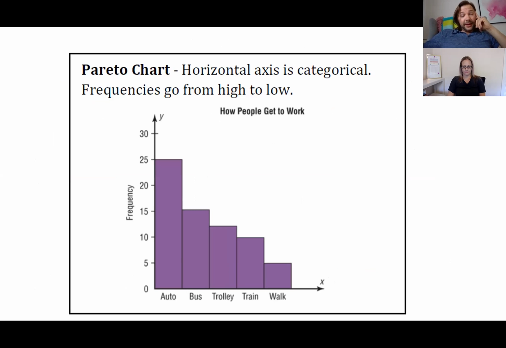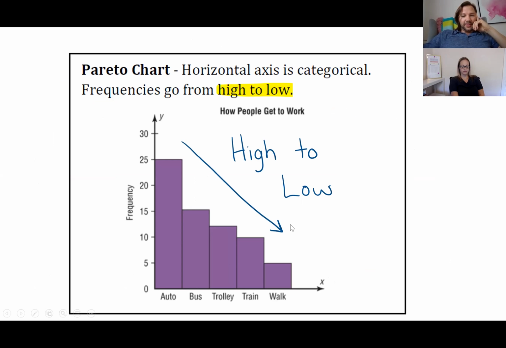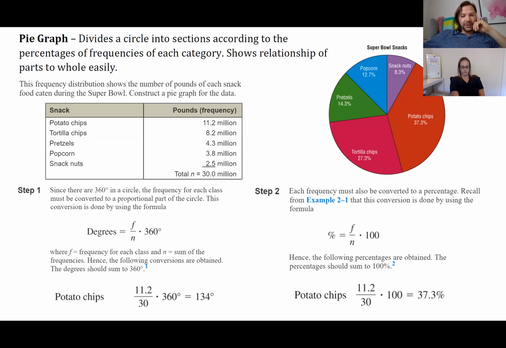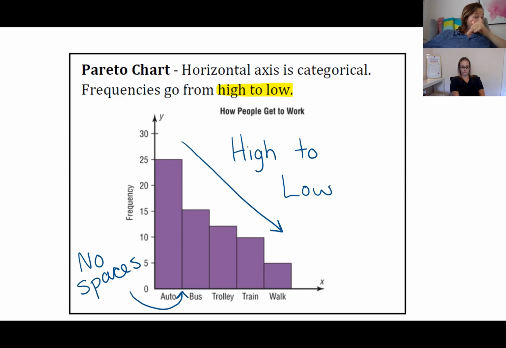Perfect. Okay, the next kind of chart is a Pareto chart. And that's kind of the same thing as a bar graph, but they always go from high to low. Okay, so it's always going to be sloping down, and there's no space between the bars. So those are the two key features of the Pareto chart.